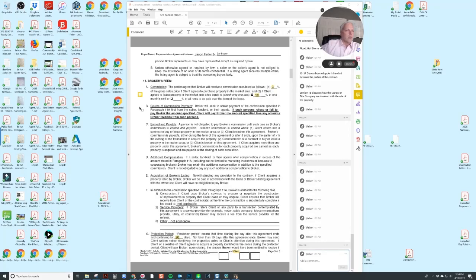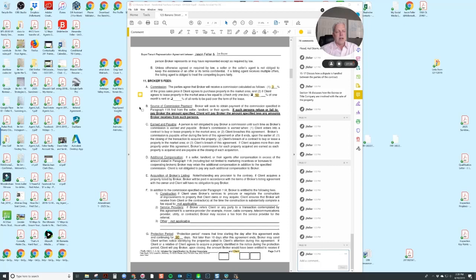Broker's fees, number 11. This goes over how the broker is compensated. And the reason this is discussed here is the typical commission, not guaranteed, but the normal typical commission is 3% for a buyer's agent to earn on the completion of a sale for their buyer. So in here under 11A, you would identify the minimum commission that you are willing to accept under this agreement on a purchase, as well as a rental.